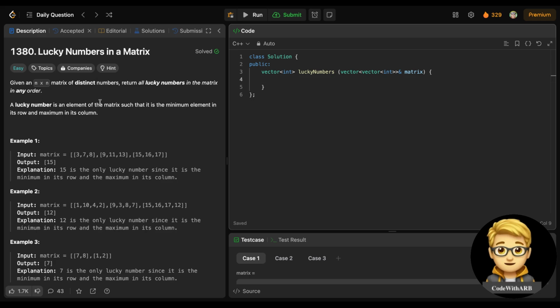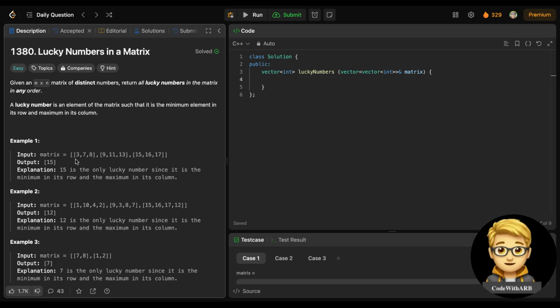A lucky number is an element of the matrix such that it is the minimum element in its row and maximum in its column, right? So basically, we are given a matrix, and a lucky number is an element of the matrix such that it is the minimum element in its row and maximum in its column.